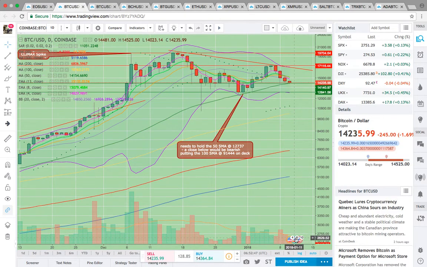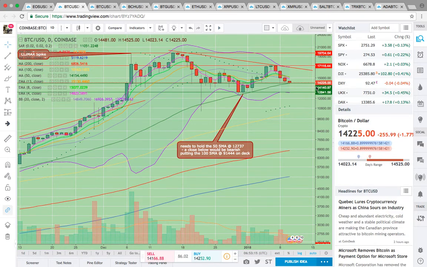It has a declining volume pattern. It needs a bullish volume spike and a push back above that middle Bollinger Band, currently at 14,850. If 14,850 turns into resistance, and then the 50-day simple moving average at 14,154 fails to hold, you could see a pullback down here to the prior support level, which is down at 12,841. And so that's going to be the big level to hold.